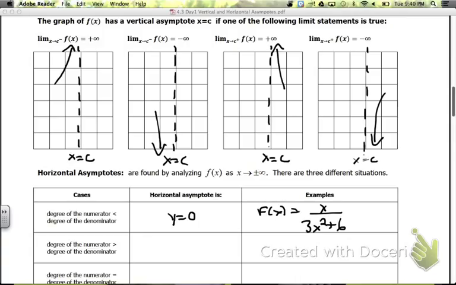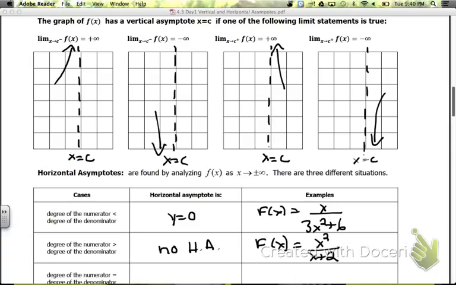Now, our other case here: if the degree of our numerator is greater than the degree of our denominator, we have no horizontal asymptote. So an example of this is f(x) = x squared all over x plus 2.